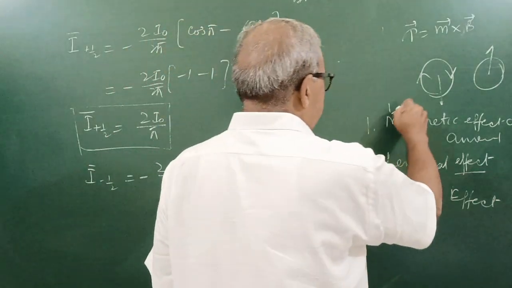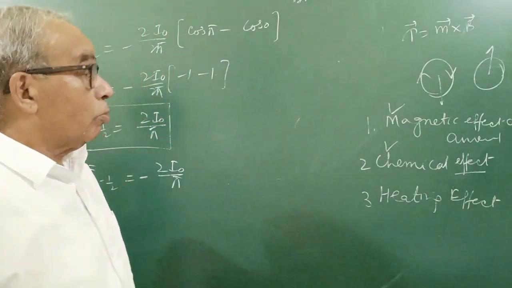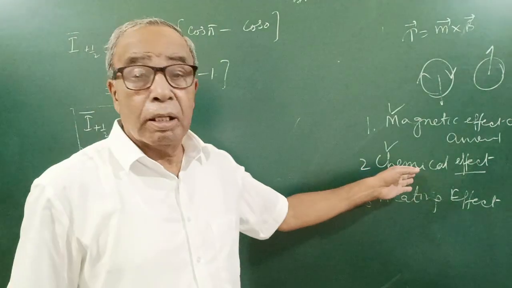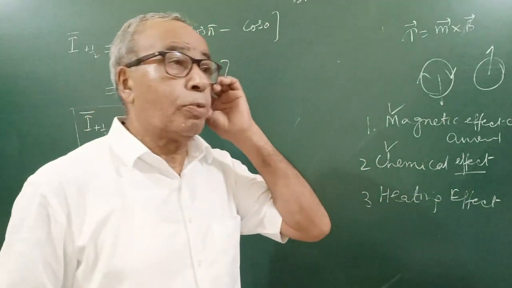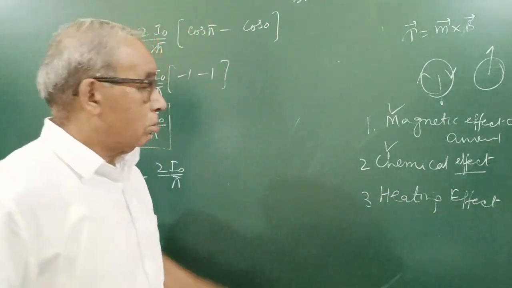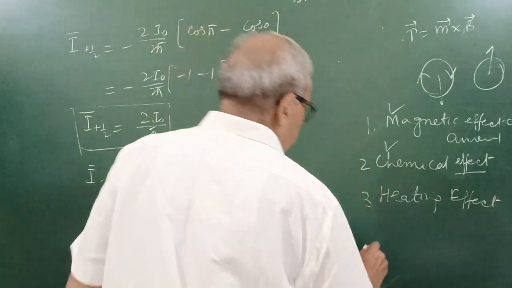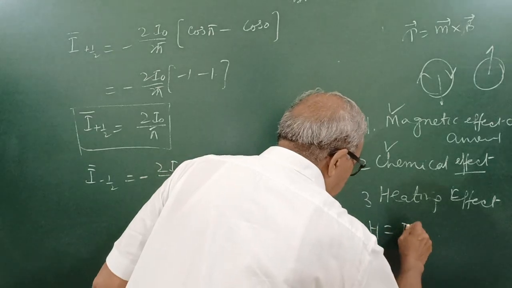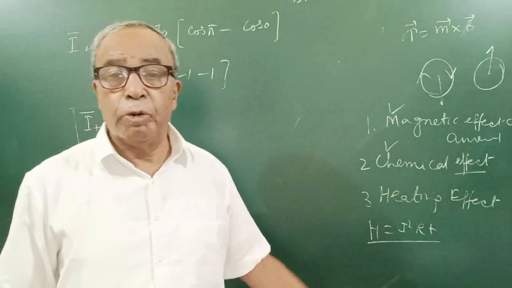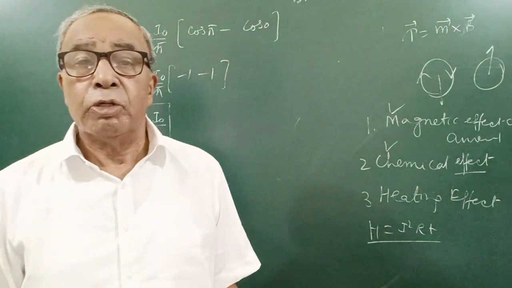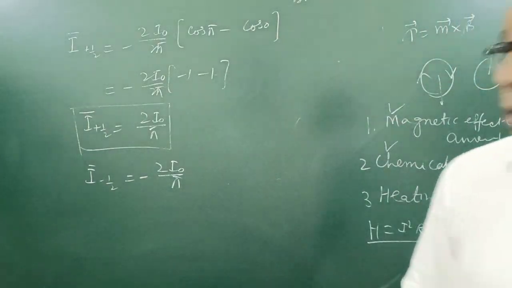The magnetic effect and chemical effect both depend on the direction of current. Here cathode and anode are there. If you keep on changing the polarity, then no electrolysis takes place. For the heating effect, heat produced by a conductor is I square RT, and whether I is negative or positive, its square is positive. So alternating current is measured by using the heating effect of current.